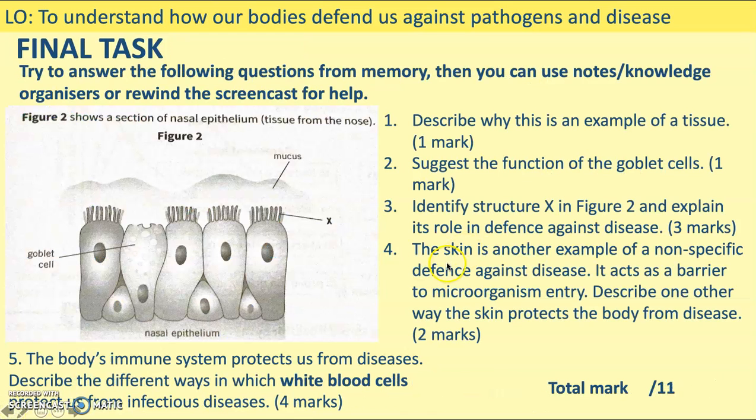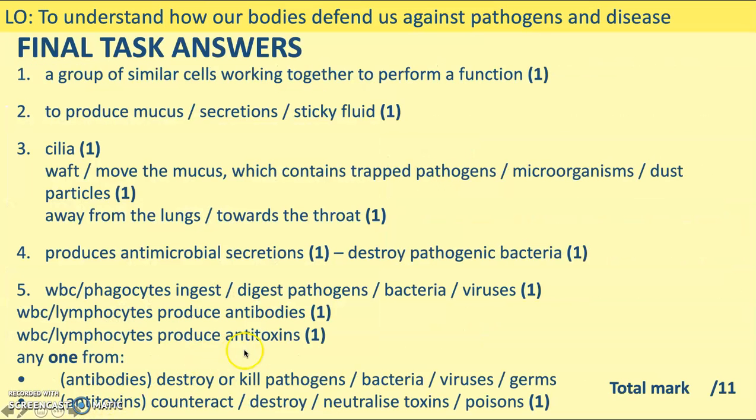For question 4, the skin is another example of a non-specific defence against disease. It acts as a barrier to microorganism entry. Describe one other way the skin protects the body from disease. So we can say produces antimicrobial secretions. You could also say that the microorganisms that live on the skin destroy or prevent pathogenic bacteria from growing. 1 mark for the first part, and then the second mark comes from this second part here.